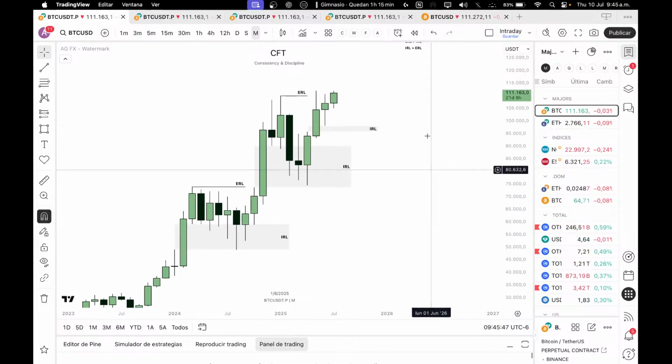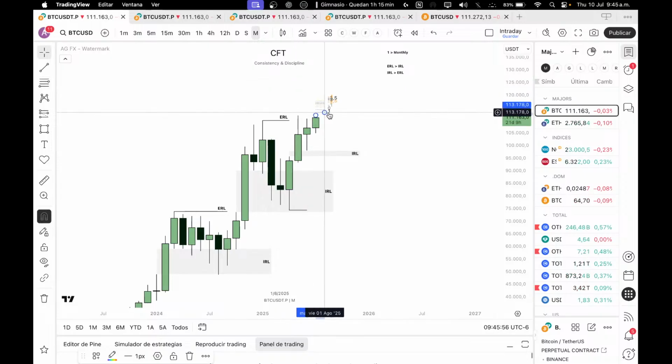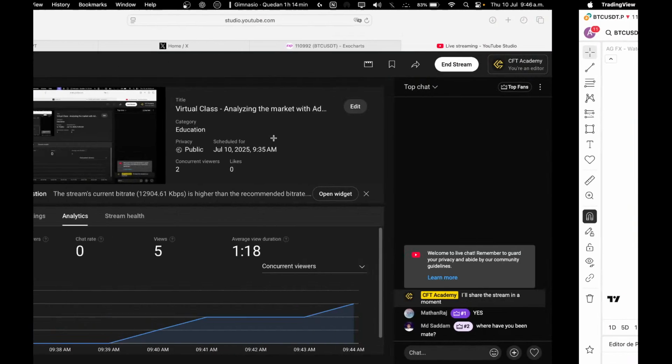So let's continue. This is our monthly range. This is our last swing low. This is our current swing high, which is this one. Give me a moment.